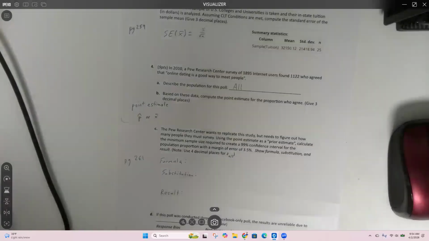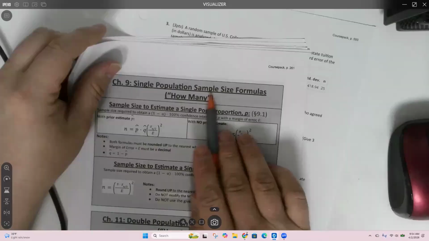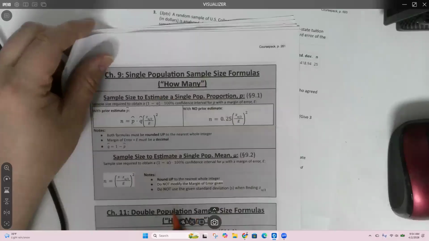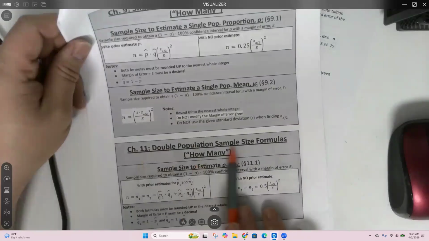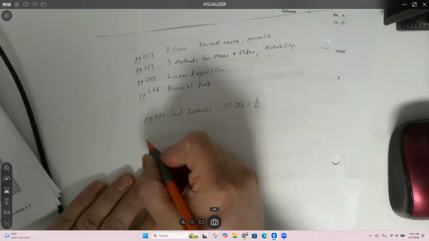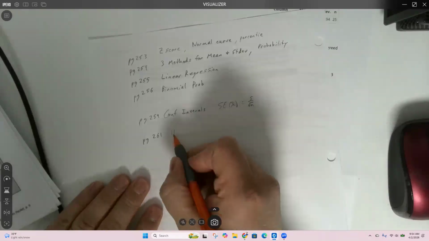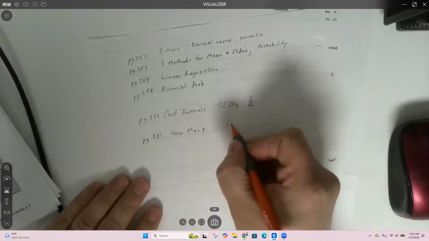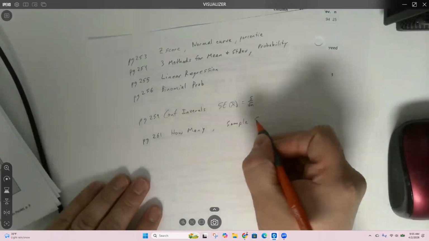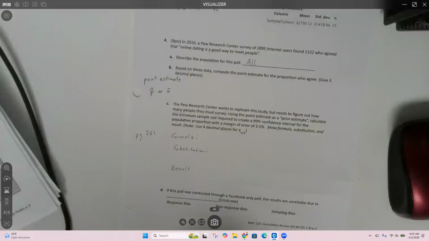On page 261 is the sample sizes, how many. Down here I also have what we're going to talk about in chapter 11, where we're going to talk about sample sizes and calculating how many. We're putting together like a table of contents for our exam notes packet. So you can write how many, or sample size formula, right? All right.